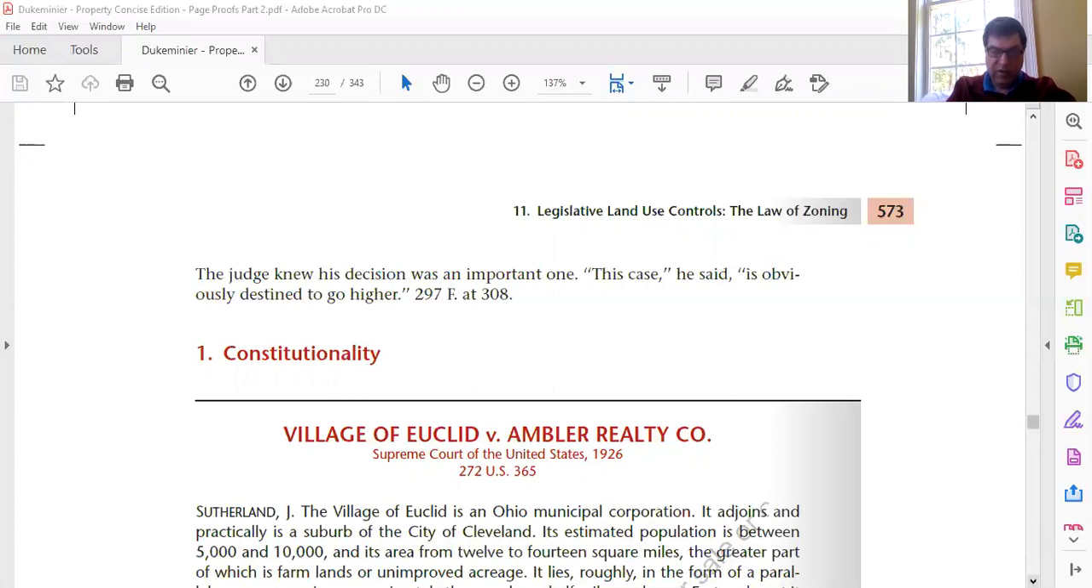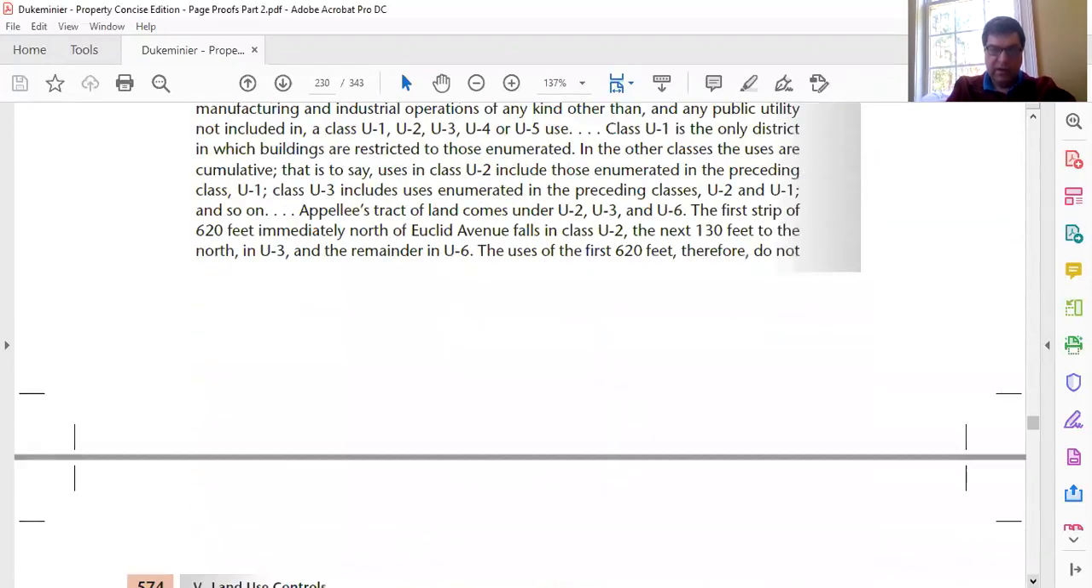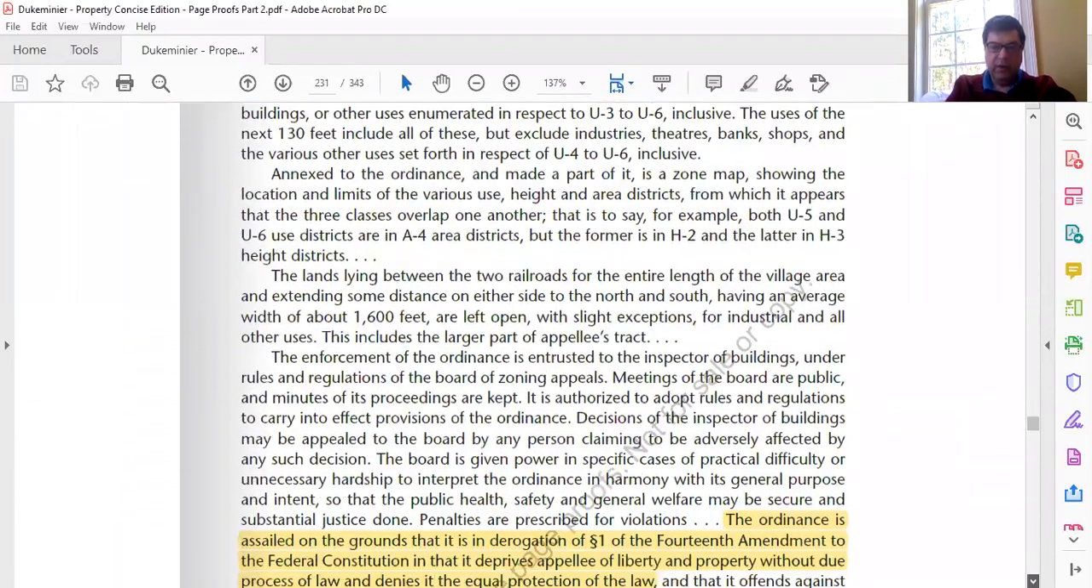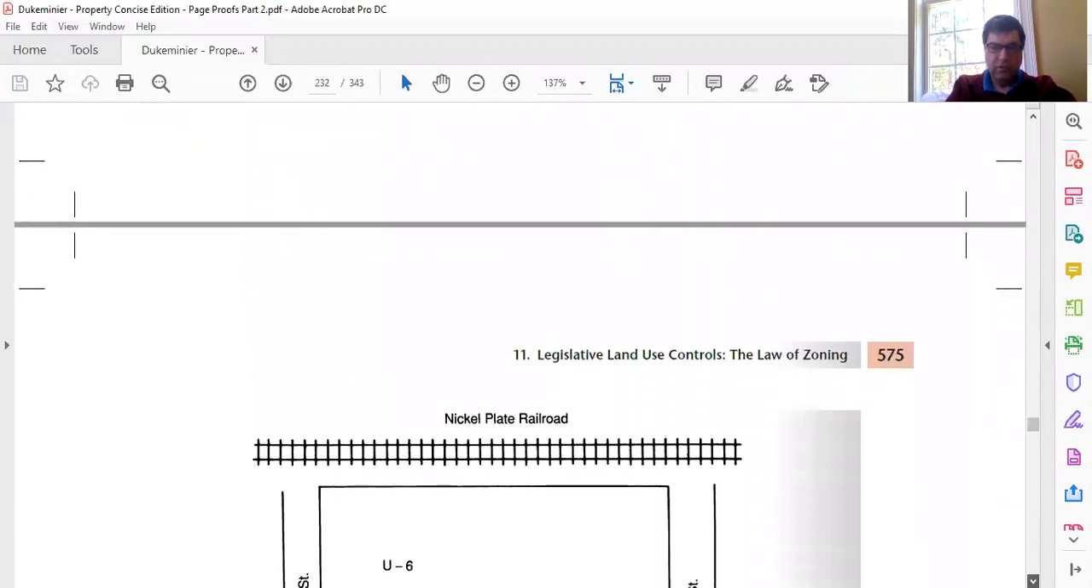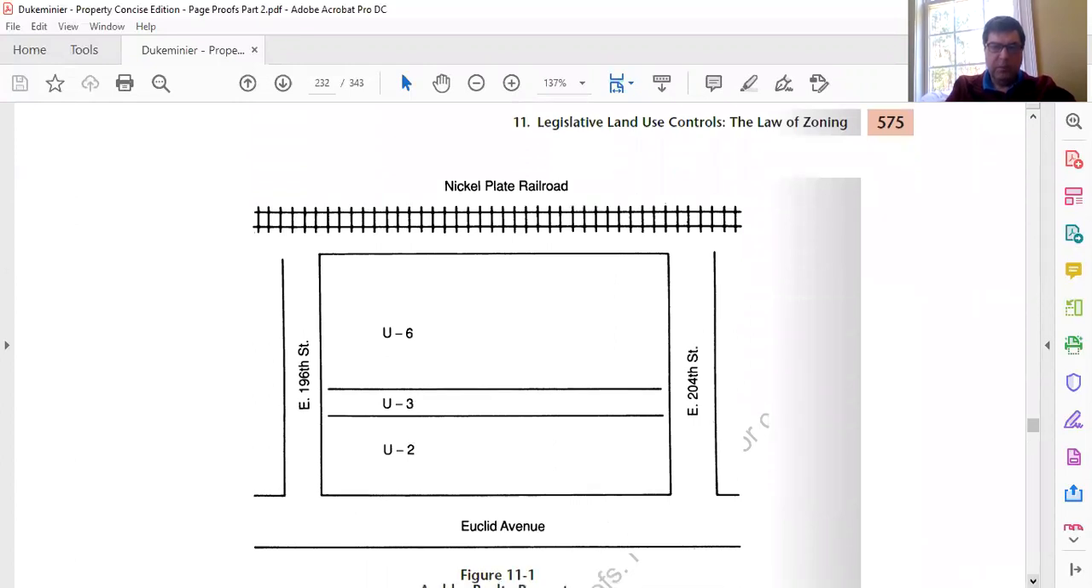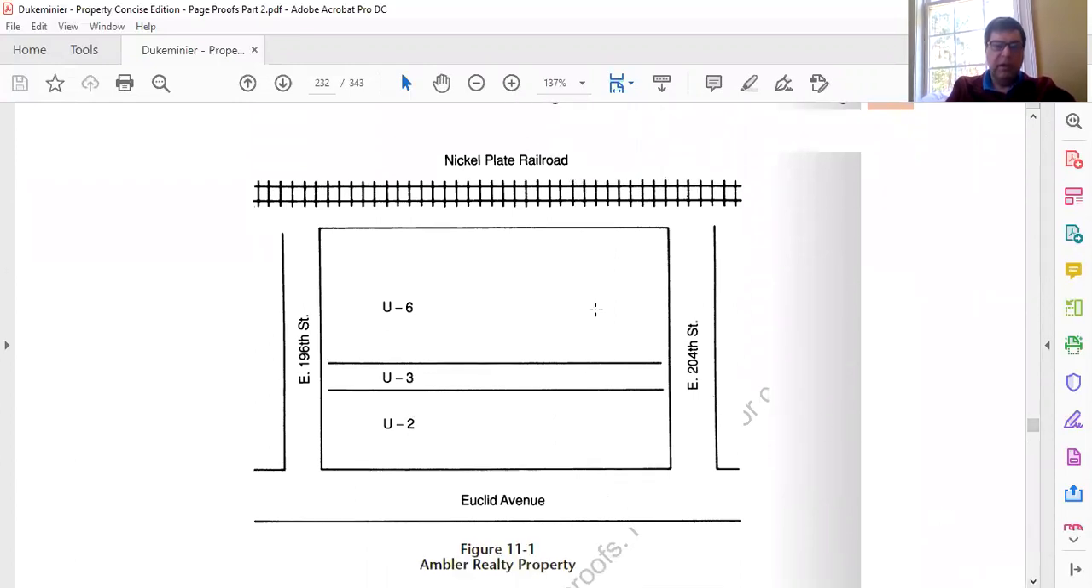Take a look at page 575. There is a diagram showing the property that is at issue in this case. The plaintiff owns this property between Euclid Avenue and this railroad line up here above. And part of their property, the portion that is down along Euclid Avenue, is subject to U2 use restrictions.